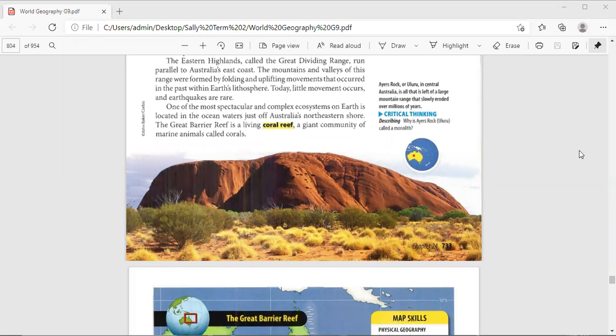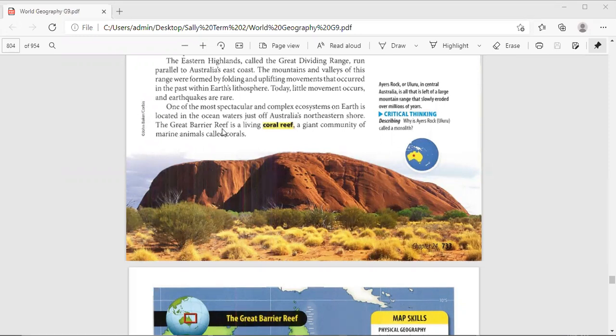Now we're moving to one of the most spectacular and most complex ecosystems on Earth. It's located in water. What do we call it? Farah, do you want to answer? Coral reef. Yes. Okay, what is meant by coral reef?